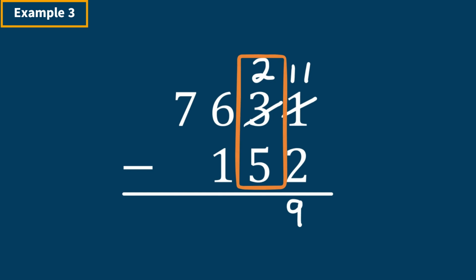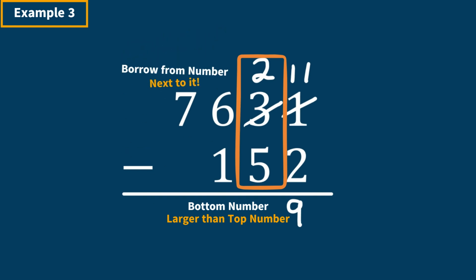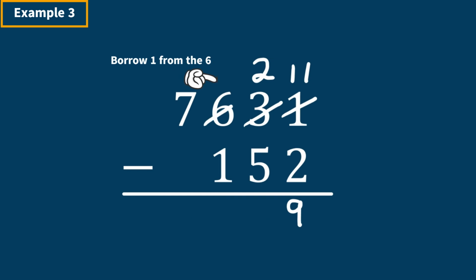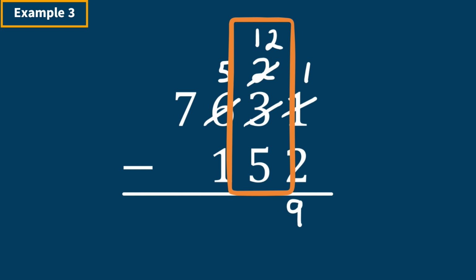Now, let's look at the second column. We have 2 minus 5. The bottom number is also larger than the top number here. That means we have to borrow again. We're going to borrow 1 from the 6, which is going to give us a 5. And now, this 2 becomes a 12. Let's look at the column again. We have 12 minus 5. That's going to give us 7.